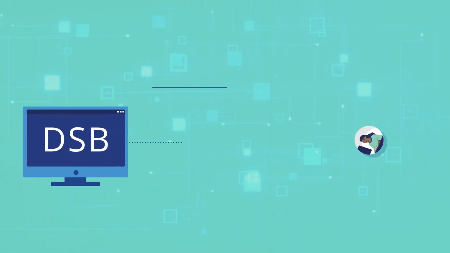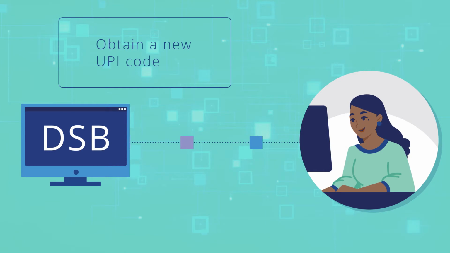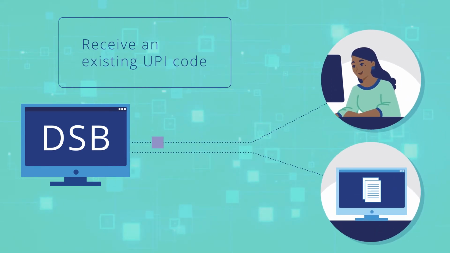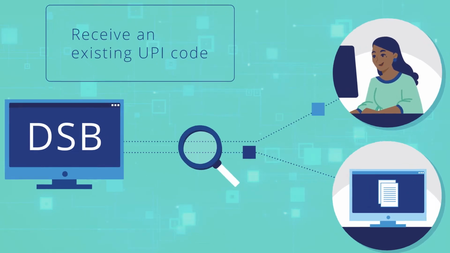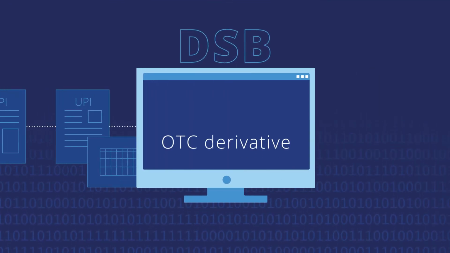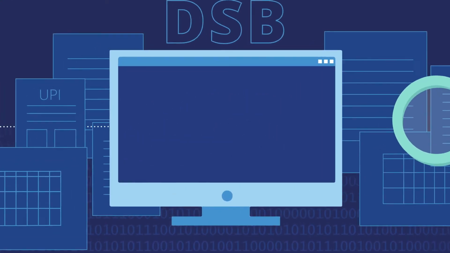Users will be able to upload a set of product attributes to obtain a new UPI code or receive an existing UPI code. Users can access the DSB programmatically or online to create and search for records, as well as get OTC derivative reference data from the DSB's free-to-use files.